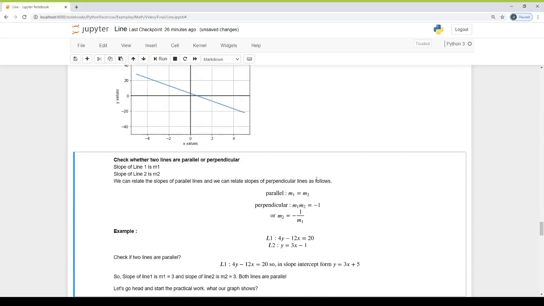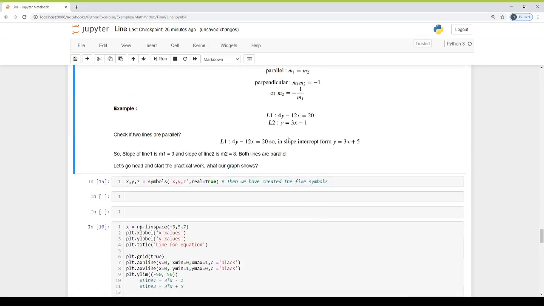Now the next example: check whether 2 lines are parallel or perpendicular. We can check if the lines are parallel. If the lines are parallel, then their slopes will be equal, that is, the slope of line L1, m1, is equal to the slope of line L2, m2. If the 2 lines are perpendicular, then the product of their slopes is always equal to minus 1. Let's do it practically and take an example.